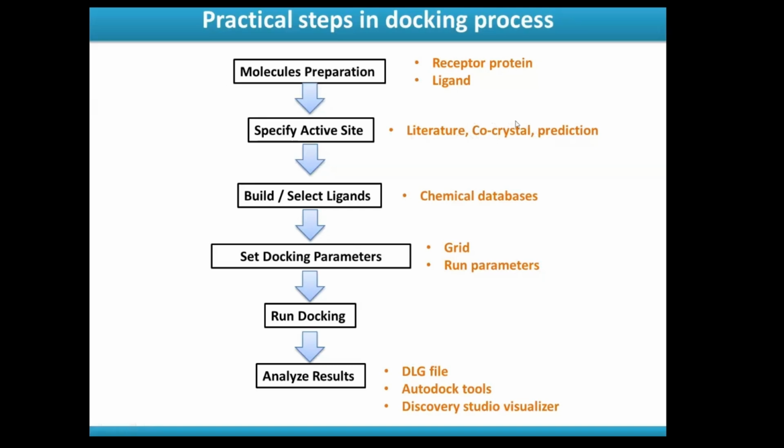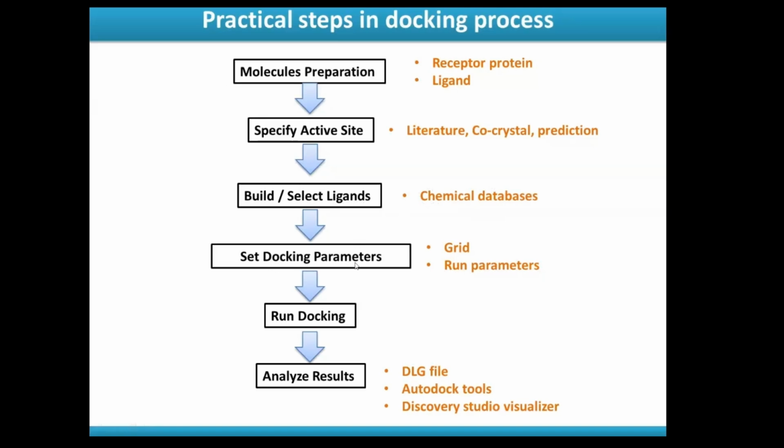Third one is, if you have a protein structure but you don't have enough literature or inhibitor bound conformation of the protein, you need to predict where the binding site is. So there are various prediction programs such as CASTp and others which are available, which can predict the binding site of your protein. So once you know the binding site of your protein, you can proceed with building the ligand molecules. So you need to download the chemicals or small molecules from chemical databases, right?